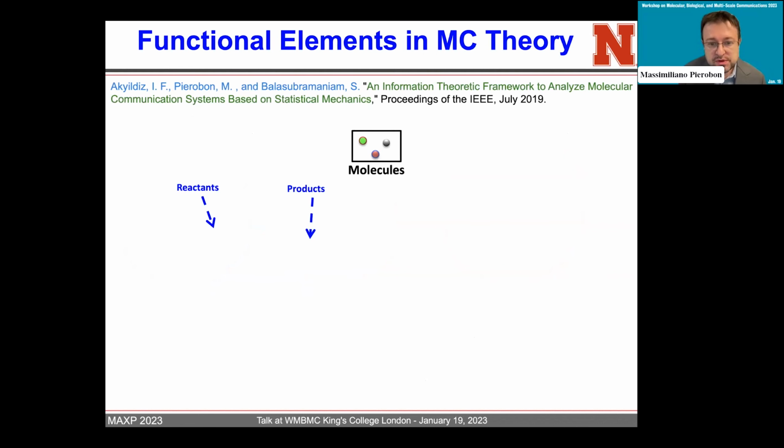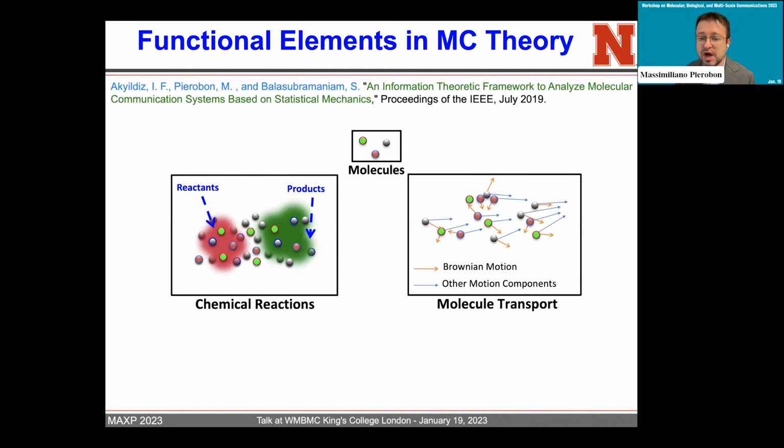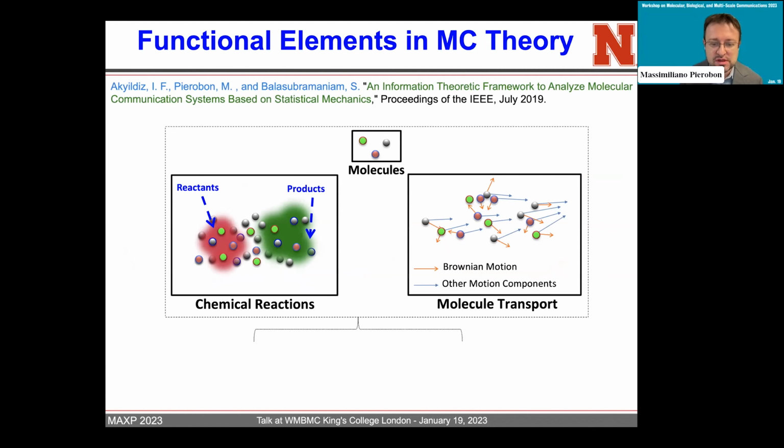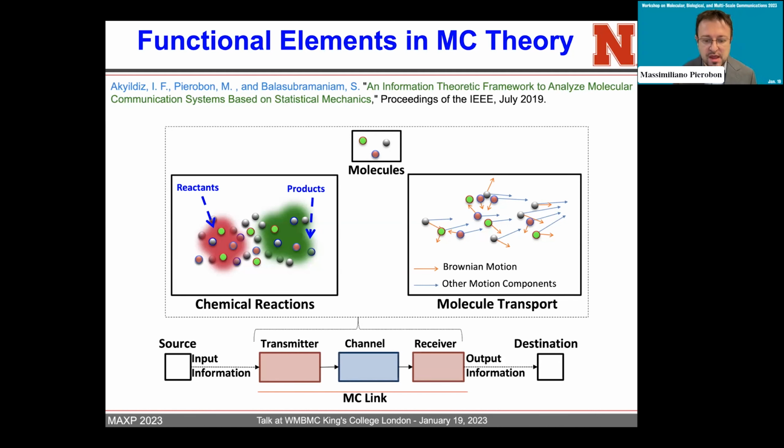If we were to put together molecules, chemical reactions, which are a way to transfer information between substances and between molecules, and the transport of the molecules in space, we would have all the characteristics to call this a communication channel. And through classical communication theory, we would be able to define what a transmitter, a channel, and a receiver are, with source information and the information that goes towards a certain destination. We can also call this a molecular communication link, and then from here define networks.